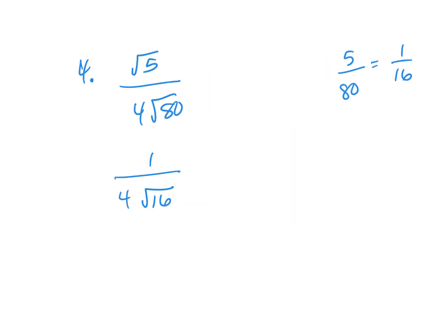First thing we do is 5/80, which is 1/16, and then we replace that. The square root of 1 over the square root of 16. What is the square root of 1? 1. What is the square root of 16? 4. Times 4? 16. So this answer is 1/16.